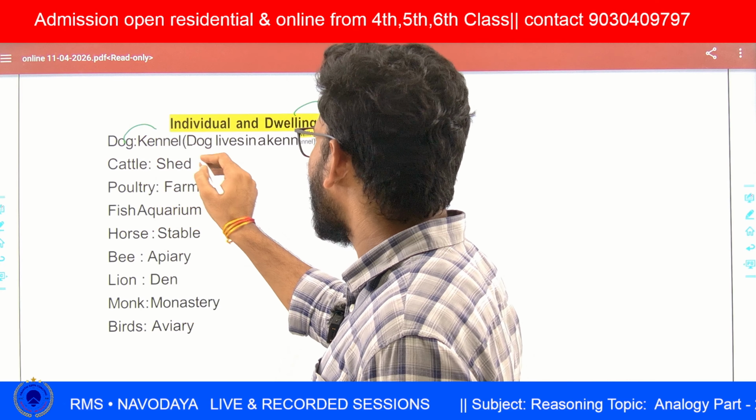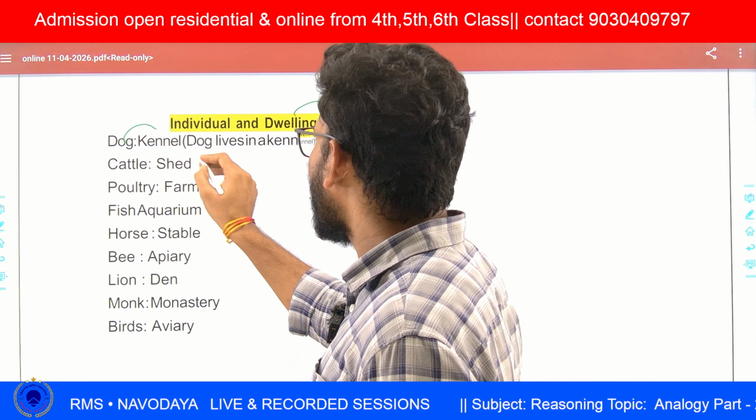Okay, dog lives in kennel, isn't it? Cattle, where the cattle lives, stays in shed. Poultry farm. Poultries are in a farm. Fish lives in aquarium. Fish stays in aquarium, is it or not? Horse lives in stable, isn't it?